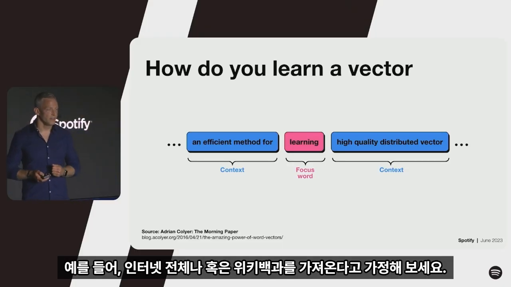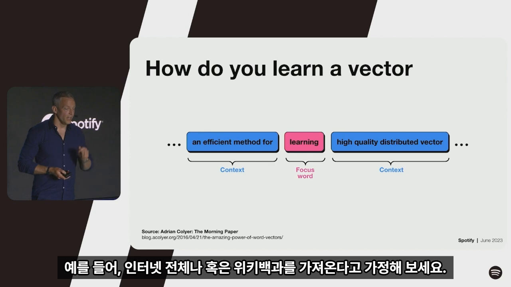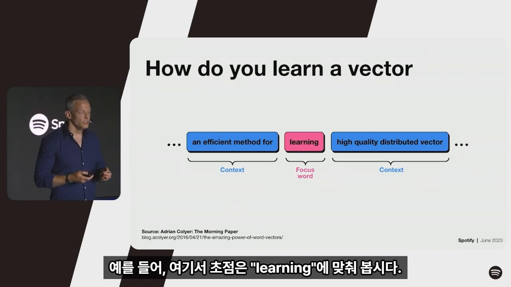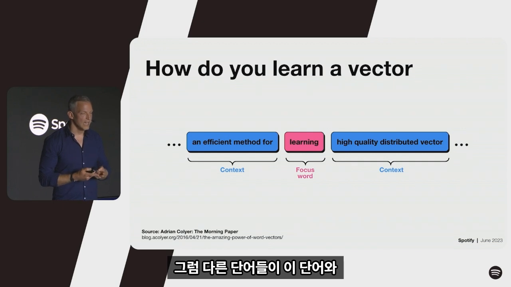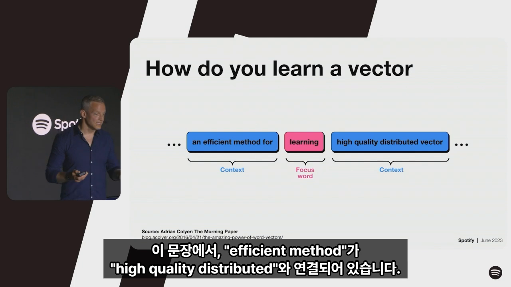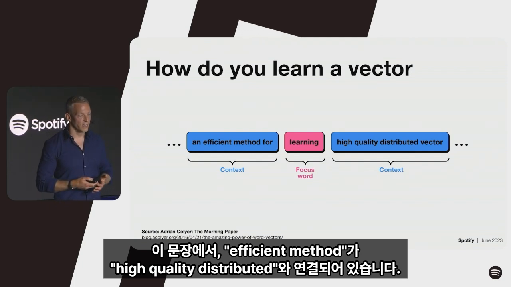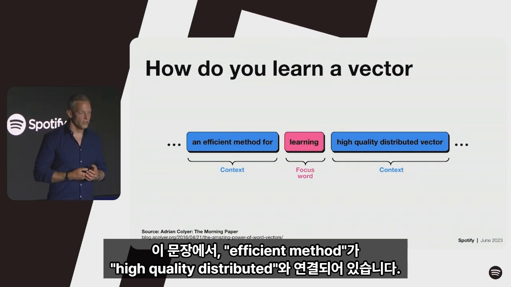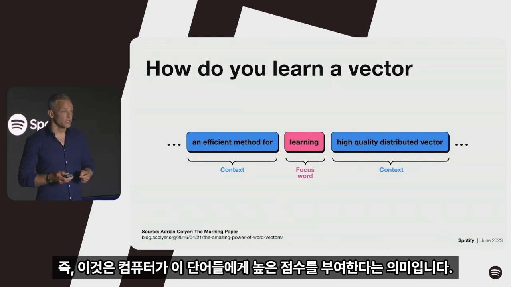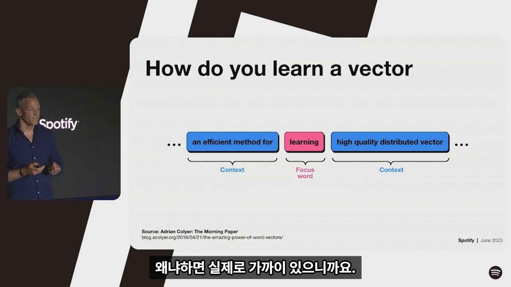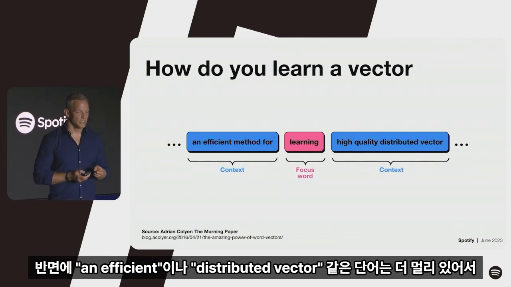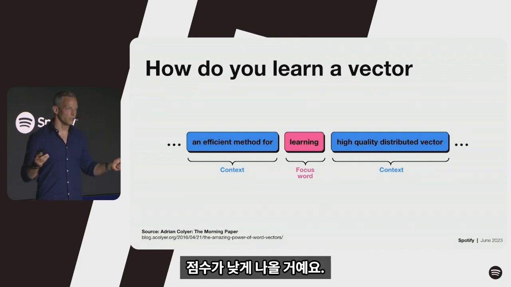Let's say that you take the entire internet, or maybe Wikipedia, and for any word you want to learn, in this case, for example, the focus word is learning, you just say how close the other words are to it in a sentence. So for example, in this sentence, an efficient method for learning high-quality distributed vector. You can see that the word for and high are right around the word learning. So that means the computer will give it a high score because it's literally close to the word learning, whereas the word inefficient and distributed vector are further away, so they will get a lower score.